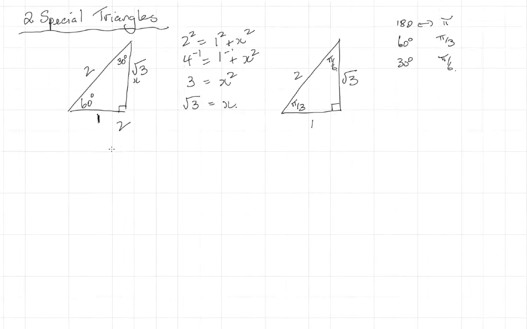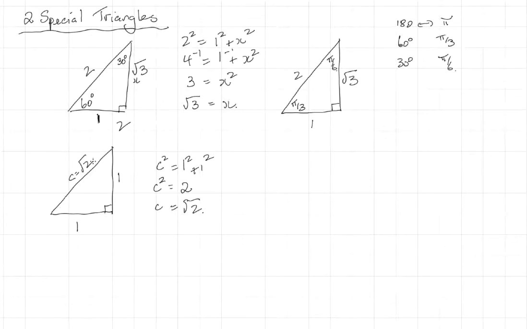The second triangle is simply an isosceles triangle. It's right angled. So we've got 1 and 1. And if we call that C, using Pythagoras, we've got C squared equals 1 squared plus 1 squared. That's 1 plus 1, which is equal to 2, is C squared. Square root of both sides, C is equal to root 2. So we've got 1, 1, root 2.